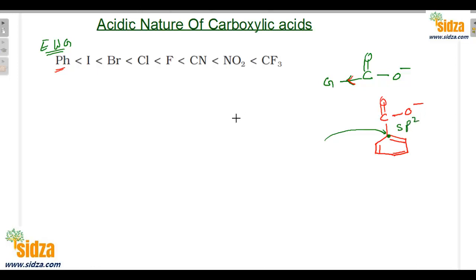Okay, and we know that sp2 hybridized carbon is more electronegative than an sp3, isn't it? So it's going to withdraw the electrons from this particular carboxylate ion. So it has a little bit of electron withdrawing effect. So it will take the electrons away from the carboxylate ion. So that means it will increase the acidic strength.